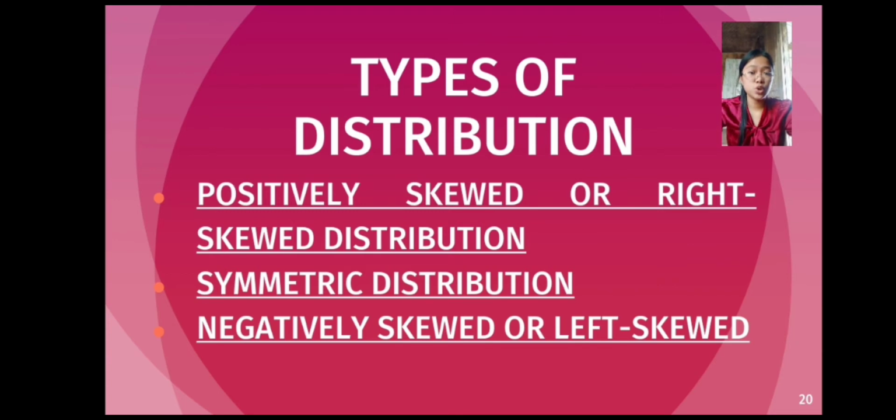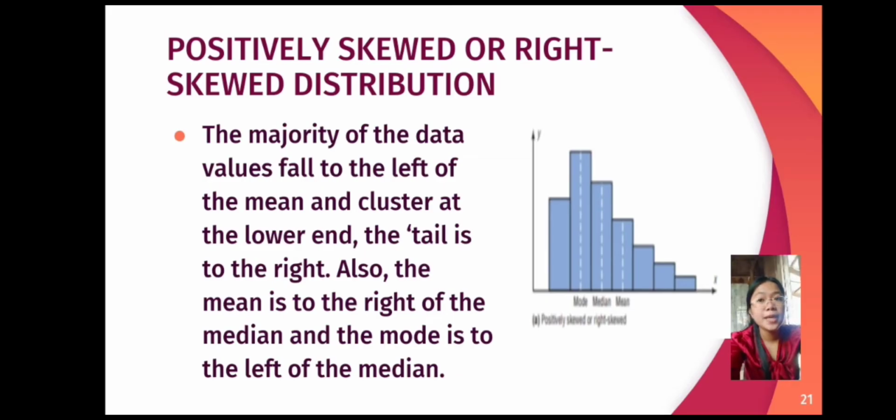Types of distribution. So we have here 3 types of distribution. We have positively skewed or right-skewed, negatively skewed or left-skewed, and lastly, the symmetric. In the positively skewed or right-skewed distribution, the majority of the data values fall to the left of the mean and cluster at the lower end of the distribution. The tail is to the right. Also, the mean is to the right of the median, and the mode is to the left of the median.